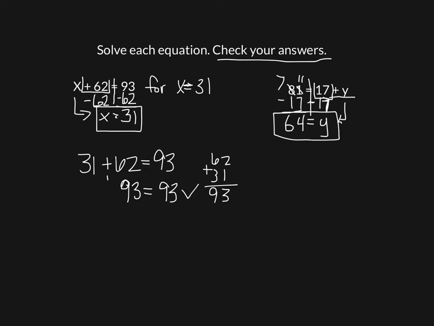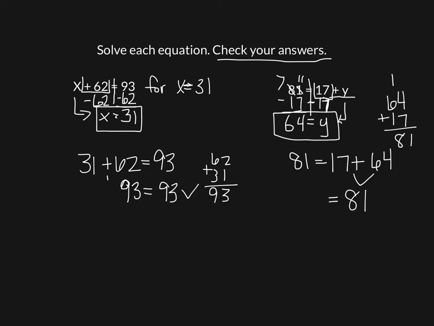Now I need to check. I need to solve my equation for y equals 64. So I'm going to write down 81 equals 17 plus 64. And I need to do 64 plus 17: 11 is 1, and 7 is 8, so that's 81. So if I add that together, I'm going to get 81 equals 81. Checks out. I know I got my answer correct.